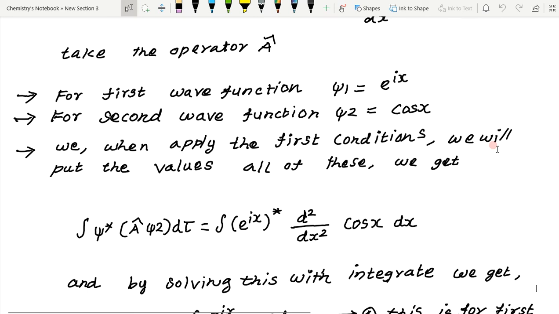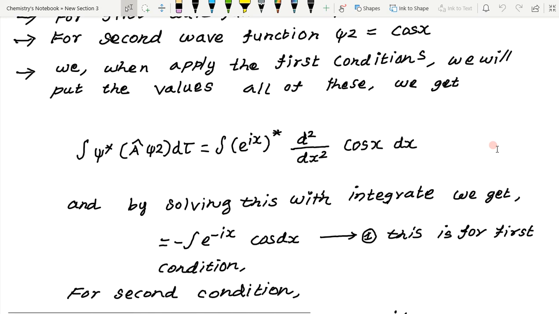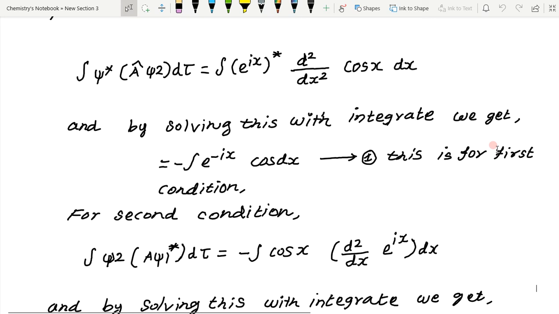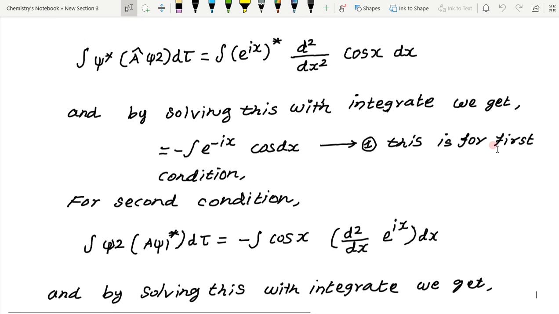When we apply the first condition and put in these values, we get integrate psi 1 star A psi 2 d tau equals integrate exponent ix star d square by dx square cos x dx, and by solving this integral we get equal to minus integrate exponent minus ix cos x dx. This is the first equation, for the first condition.